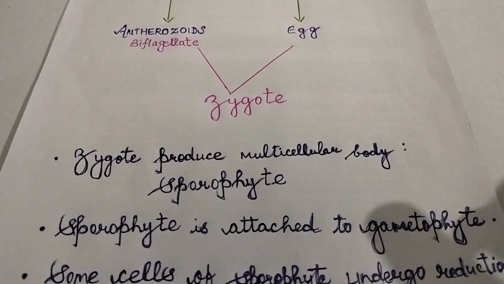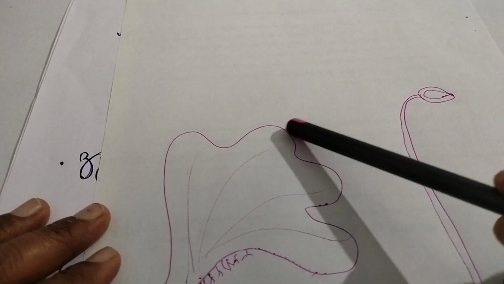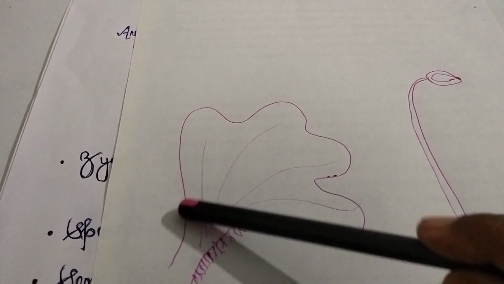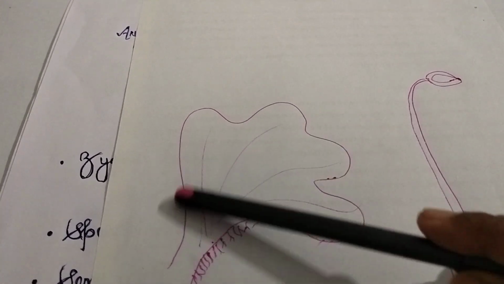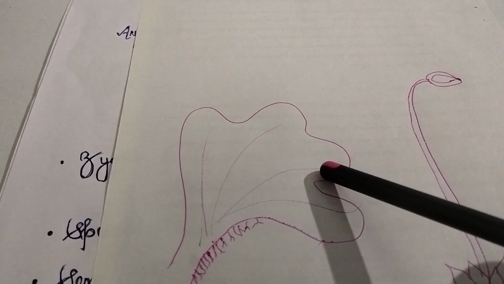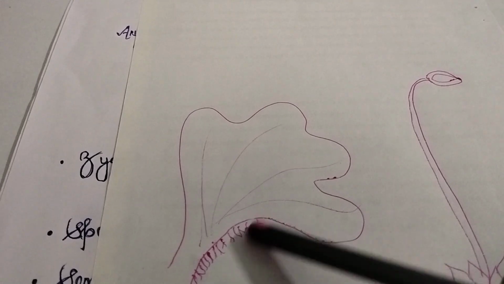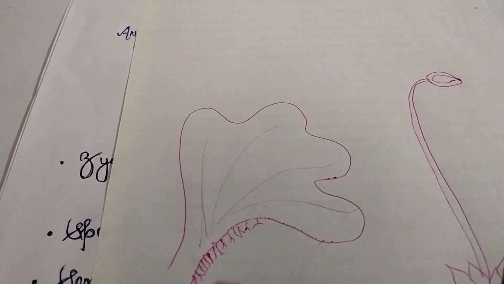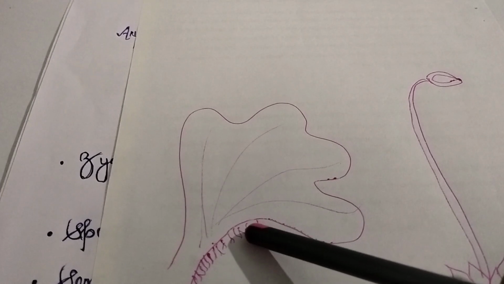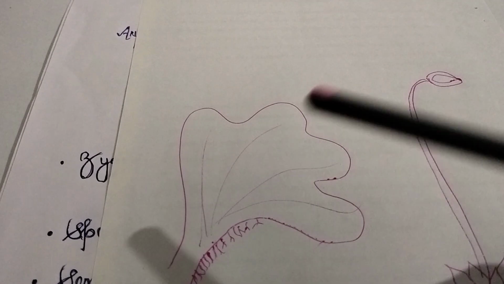I will show you a diagram I have drawn. See, this is the main thallus. Just now we studied plant bodies, thalloid. It is a thallus-like structure, a plain flat structure. It is not differentiated into root, stem or leaves. Now this thallus bears small hair-like structures called rhizoids. With the help of these rhizoids, this thallus is attached to the substratum.